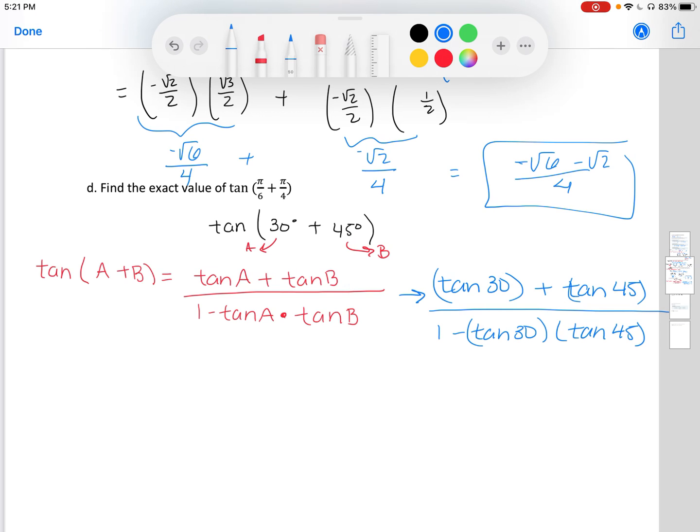Now, tangent at 30 and 45 are actual values. Luckily they're in the first quadrant, so you don't have to worry about them being positive or negative. In the first quadrant, they're all positive. So, tangent at 30 degrees is square root of 3 over 3, plus tangent at 45 degrees is 1, divided by 1 minus tangent at 30 degrees, which is square root of 3 over 3, which we already did, times tangent of 45, which is 1. So then from there, we just go ahead and clean it up.